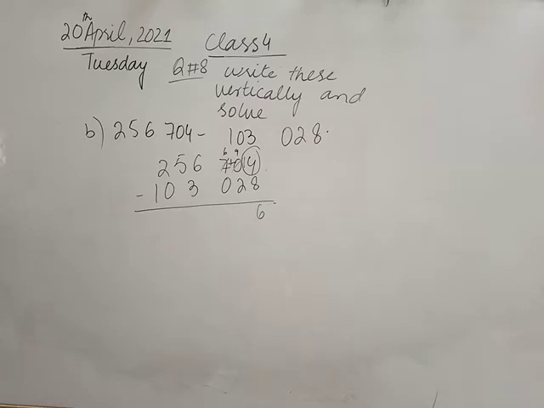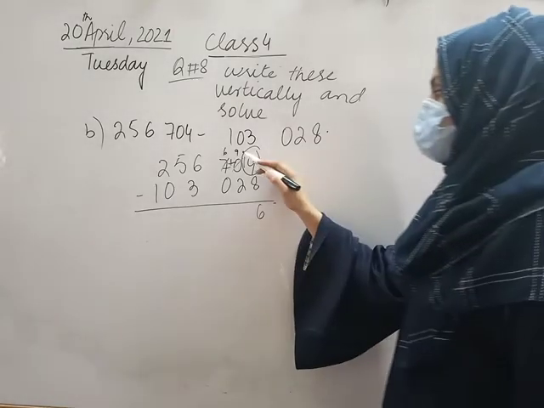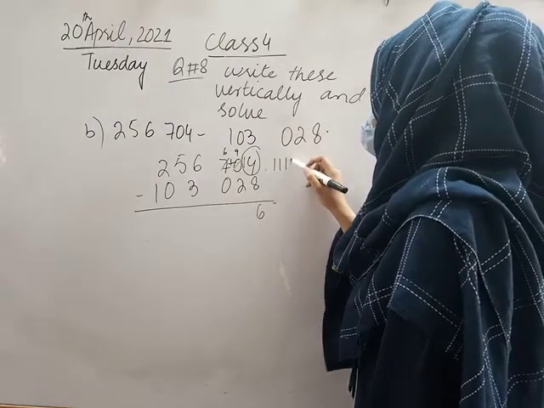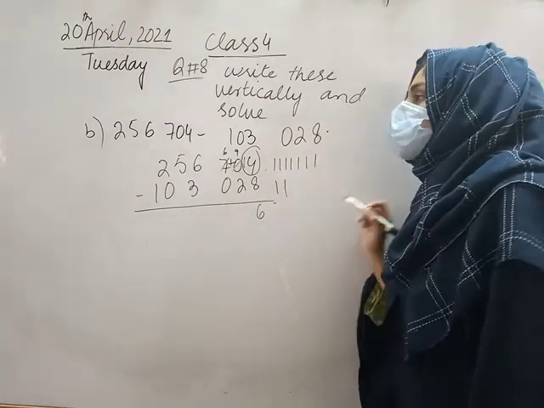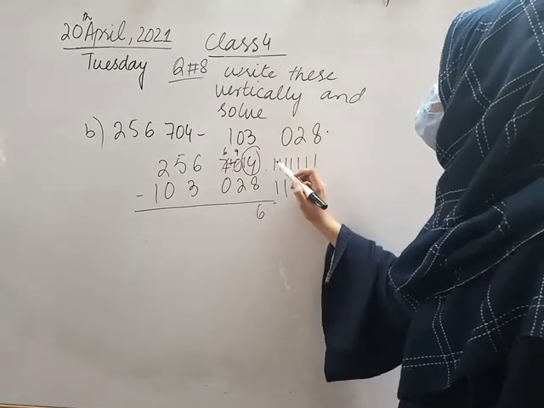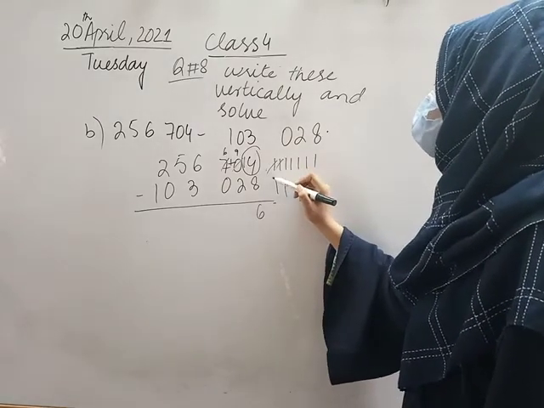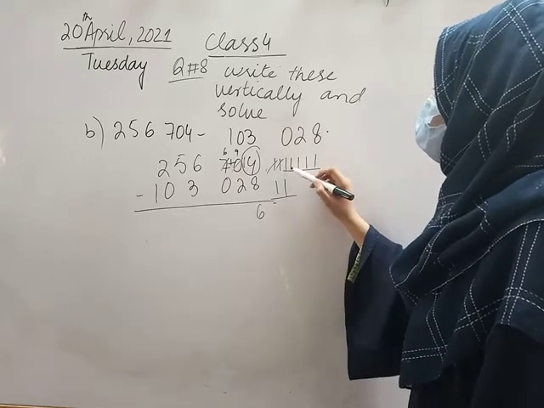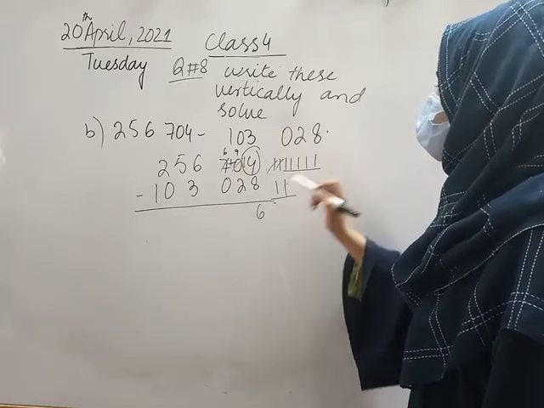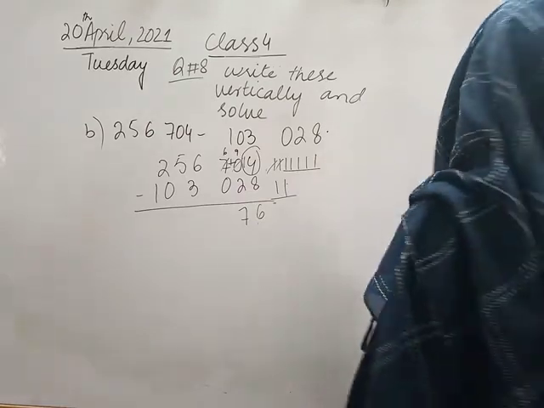9 minus 2. 1, 2, 3, 4, 5, 6, 7, 8, 9. And I want to subtract 2 from it, class. So 1, 2. I have subtracted 2. So how many are left? 1, 2, 3, 4, 5, 6, 7. 7 are left. Fine.